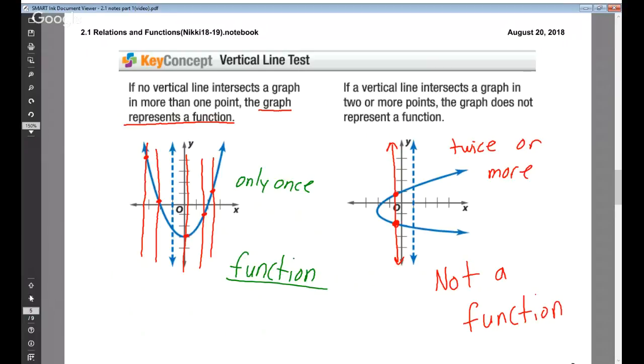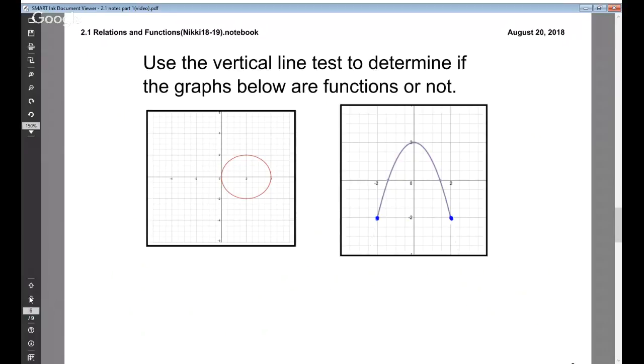So, just to put your new knowledge to the test, take a look at these two graphs. Use the vertical line test to determine if the graphs below are functions or not. Take a moment to determine that now.